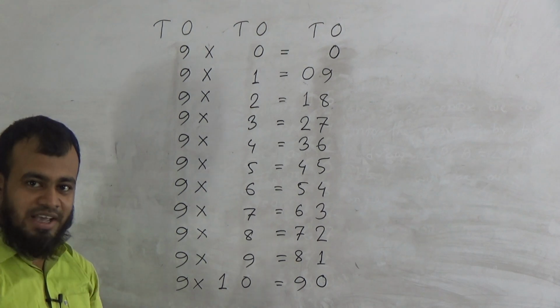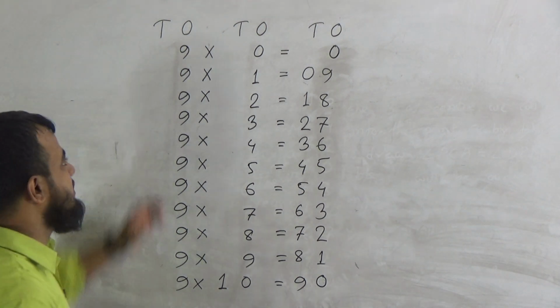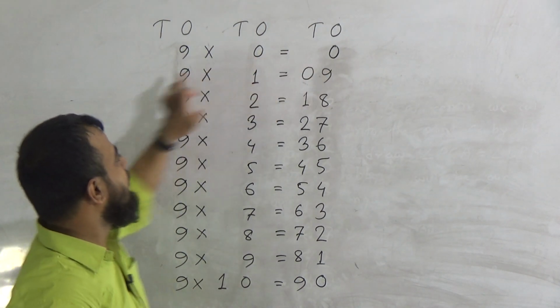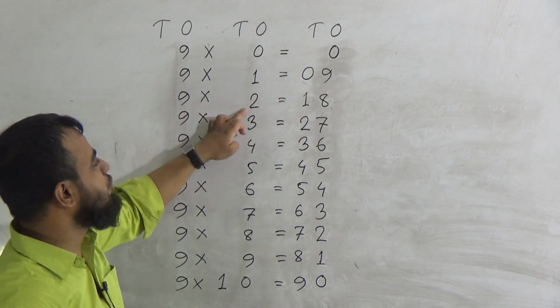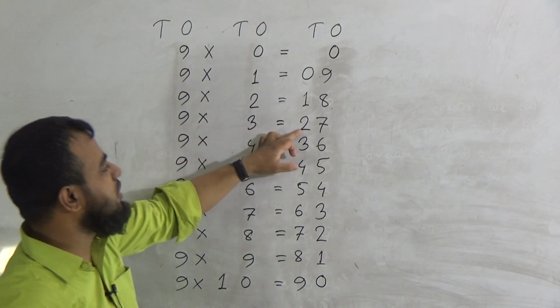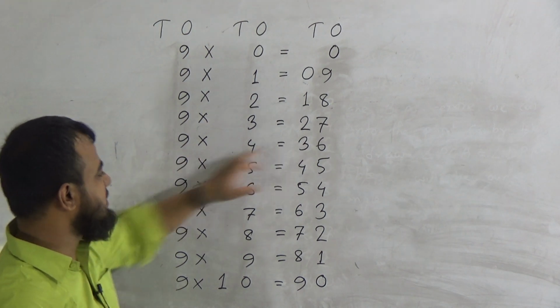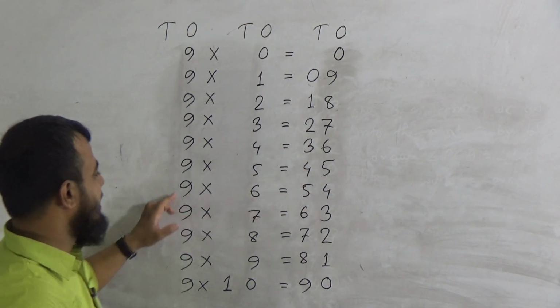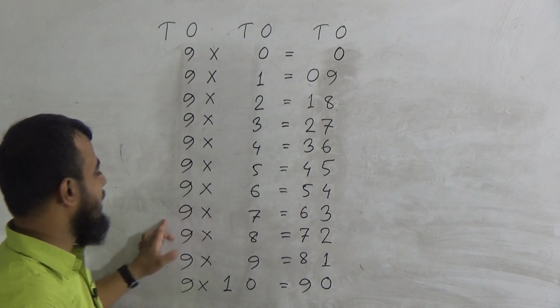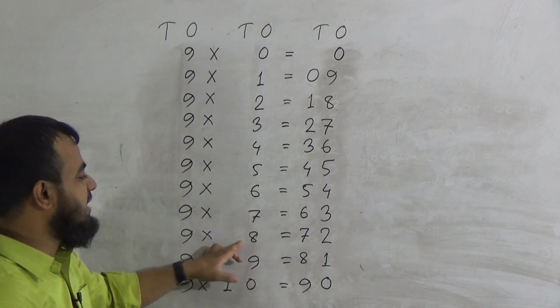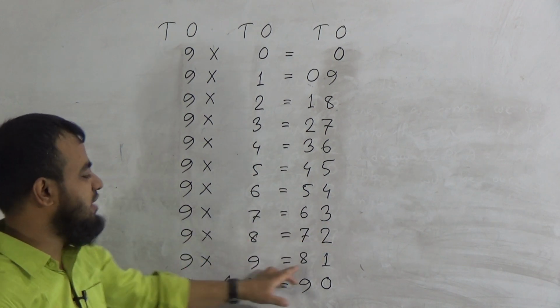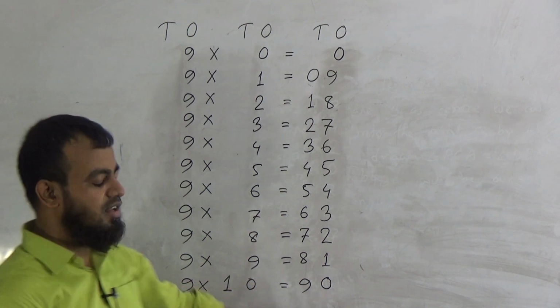Now, when you memorize this, you should memorize like this. 9 zeros are 0, 9 ones are 9, 9 twos are 18, 9 threes are 27, 9 fours are 36, 9 fives are 45, 9 sixes are 54, 9 sevens are 63, 9 eights are 72, 9 nines are 81 and 9 tens are 90.